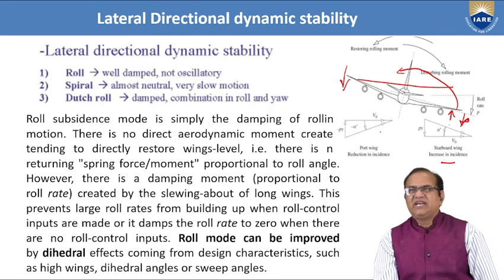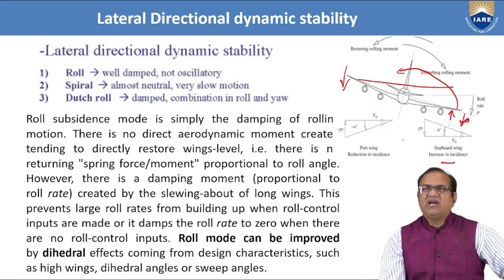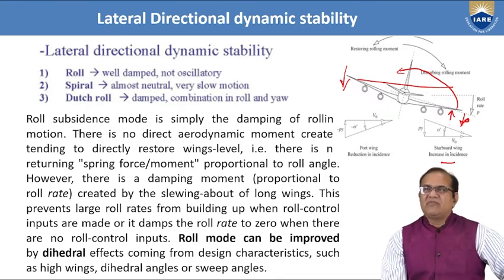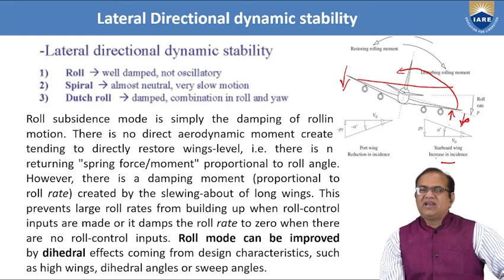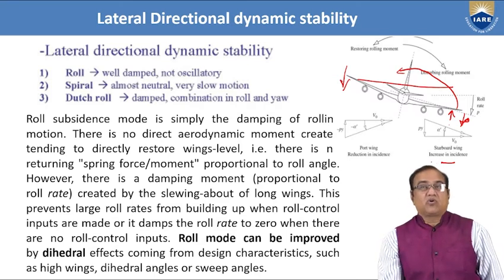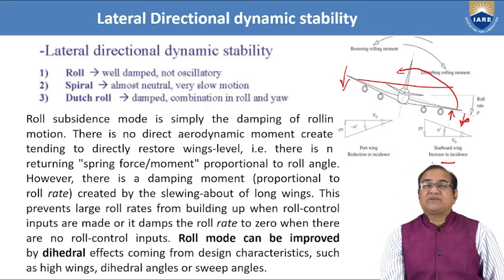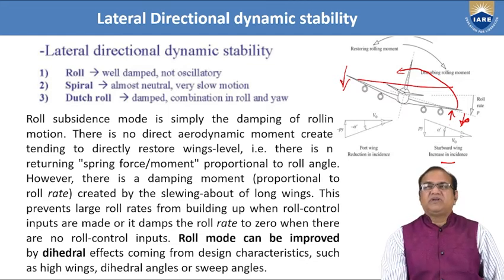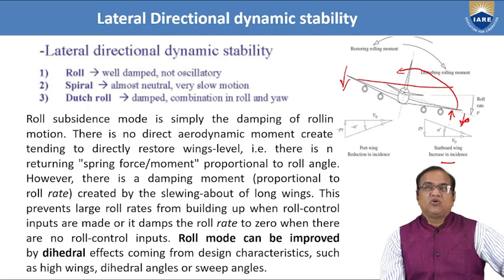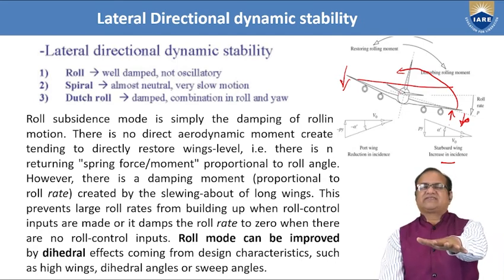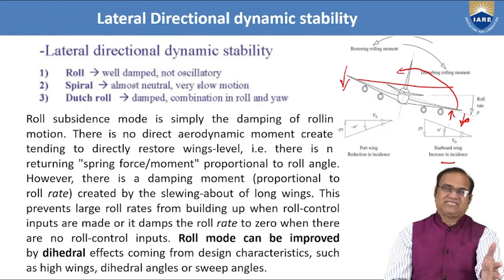So the starboard wing means the right wing down, and the port wing means the left wing. The left wing will experience a reduction in incidence angle, and the right wing, the starboard wing, will increase the incidence. This type of action is called the roll, and this is known as the roll subsidence mode. It means the roll should be recovered without any disturbance and without oscillation, in one go. It is disturbed like this, and in one go it has come to its equilibrium. It will not go to the other side.